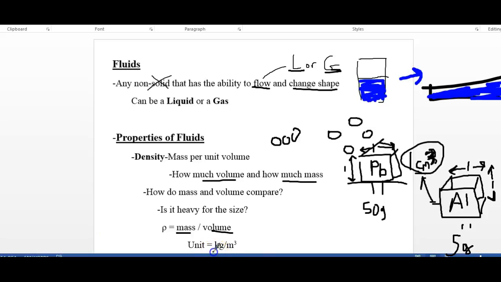The unit for density that we're going to worry about is kilograms divided by meters cubed. So this would be an even smaller number. But that's what density is talking about. And a fluid can also have different densities based on how many different molecules, and what molecules, are contained within that fluid, whether it's a liquid or a gas.